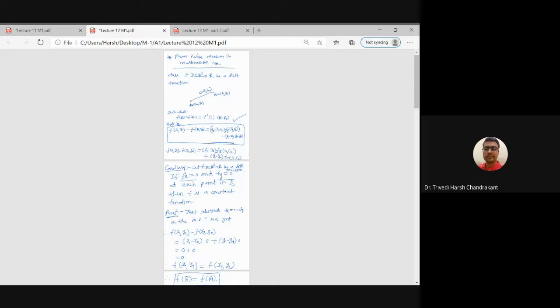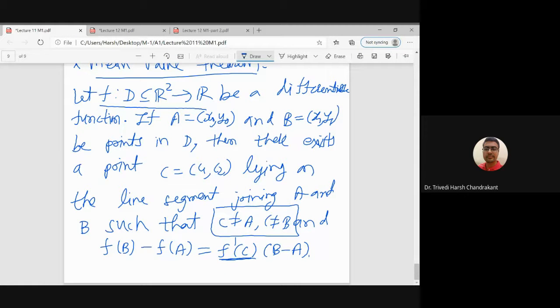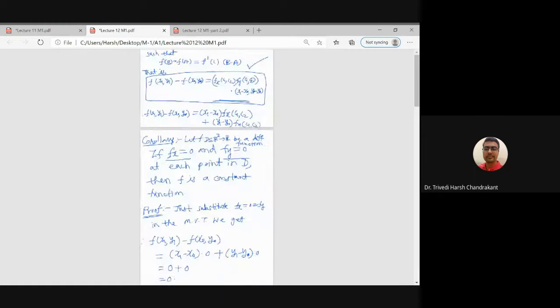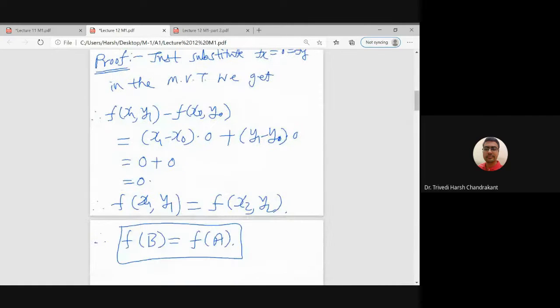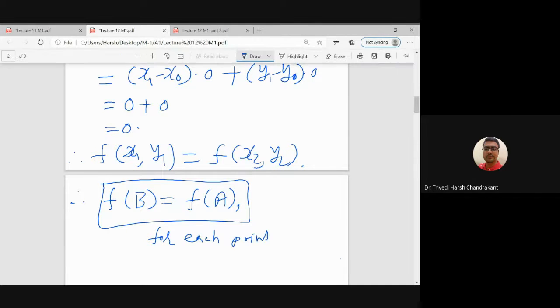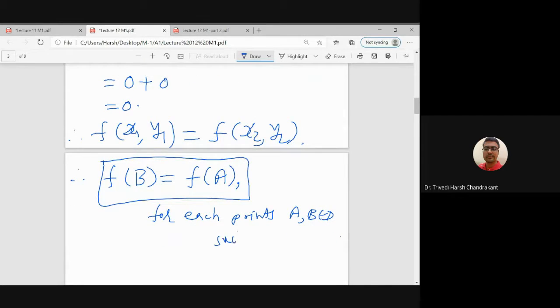So what are the points a and b? A and b are the points in the domain. So let me go to yesterday's statement, last lecture. So what are the points a and b? They are the points in the domain. So what we proved is, therefore fb equals fa for each point a, b in the domain such that a is different from b, right?